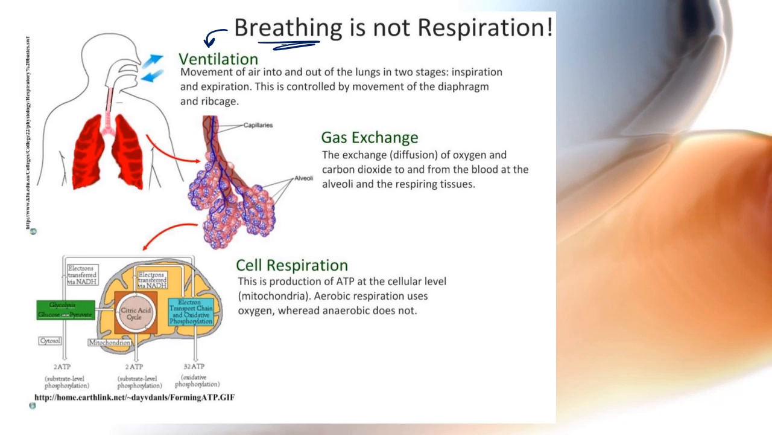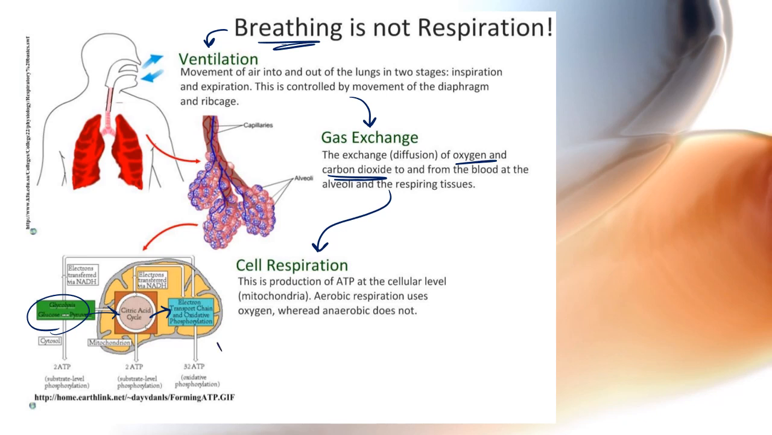Ventilation is movement of air in and out of the lungs. Because we are ventilating the lungs, gas exchange can occur. Gas exchange is that trading of CO2 and oxygen. We do that so that cellular respiration can occur in the mitochondria. We're going to take our glucose, send it into the mitochondria. We've got Krebs cycle, electron transport chain, oxidative phosphorylation.